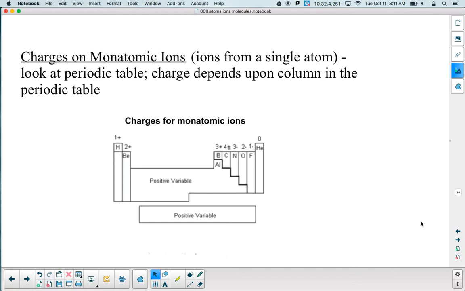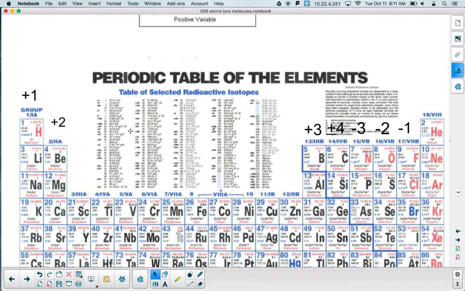We also learned in the last unit that our monatomic ions, the ions that form from a single atom, we can just look at the periodic table, and the charge depends upon the column in the periodic table. So we numbered our columns at the end of Chem Activity 2, and you may even want to take your large periodic table and put in pencil some numbers up above: +1, +2, +3, plus or minus 4, -3, -2, and -1. That will help you remember when you're working with your periodic table that you really already know the charges on the different ions. And that's going to be critically important in this unit.